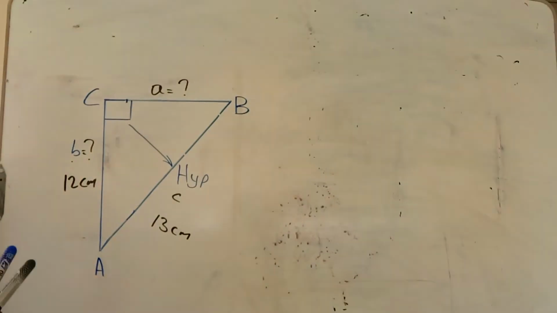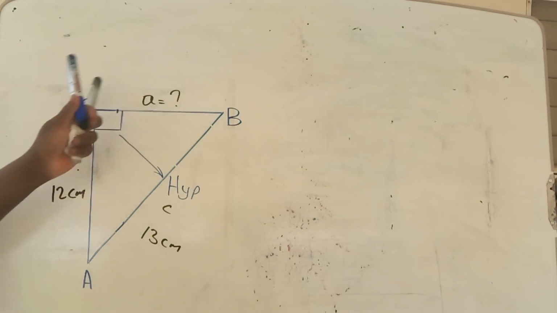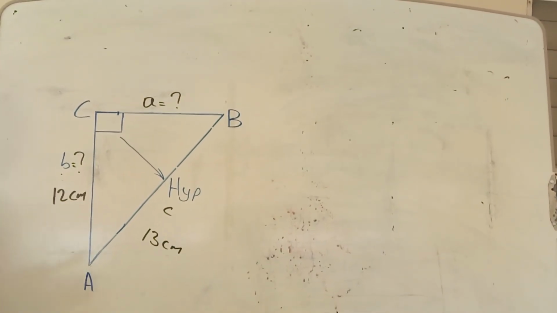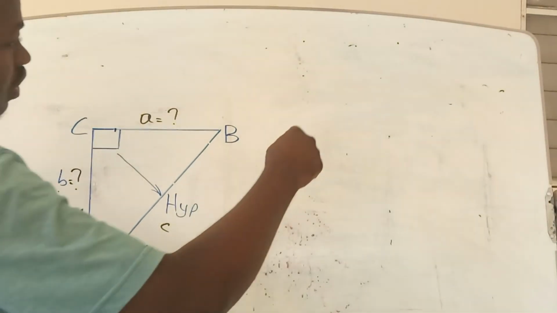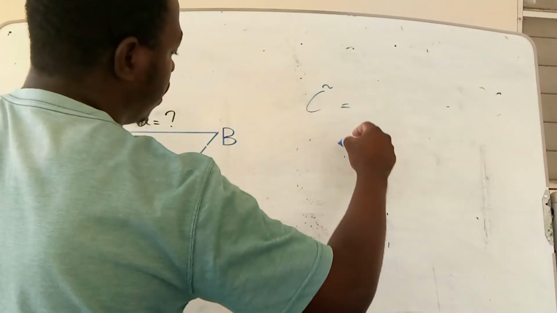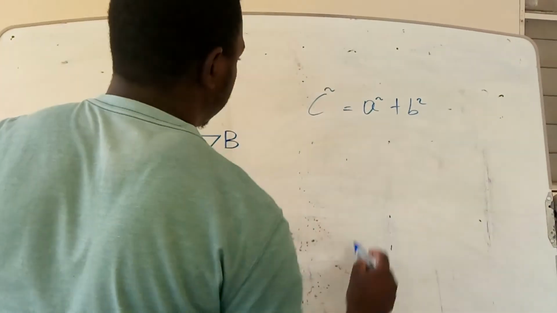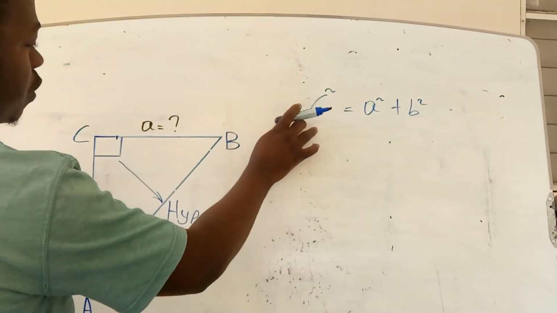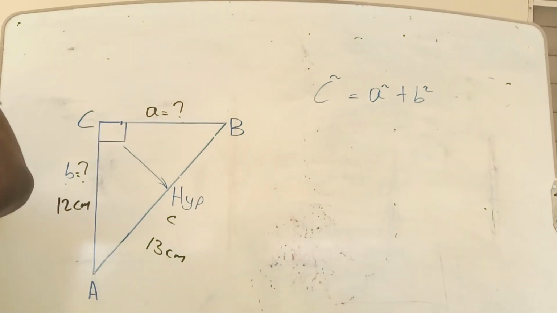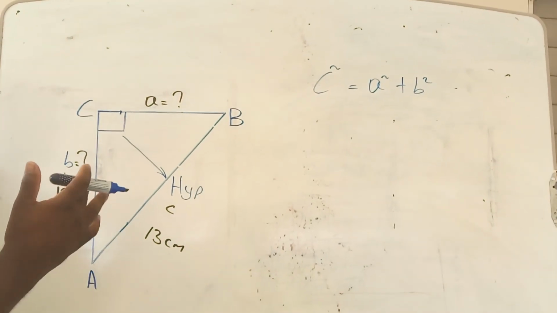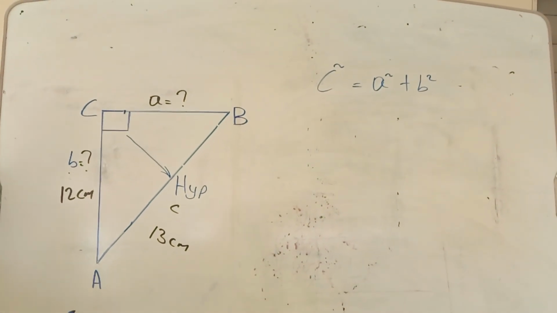Alright, so now we're saying that we don't know this value. We're assuming as if we don't know what A is, and we want to calculate A. Again, we can use the representation that C squared is equal to A squared plus B squared, where C squared is the hypotenuse. And there's no one approach to this. If you notice, I keep changing the approach because I want you to get comfortable using more than one.